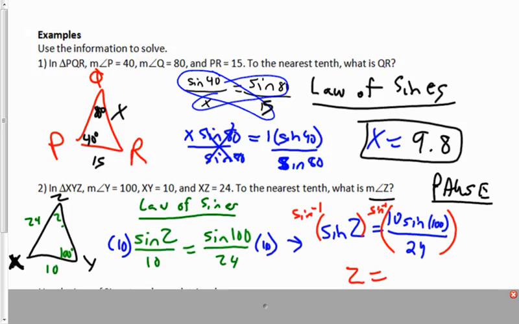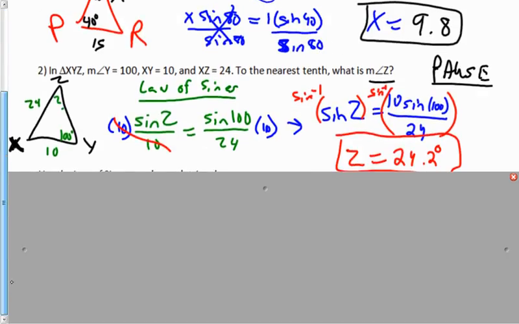All right, so I drew my triangle and set up the law of sines. Remember, if you have sine of an angle, it has to be over the opposite side. So I have sine of Z over 10 is equal to sine of 100 over 24. Instead of cross multiplying, I just multiply both sides by 10 to cancel out this 10. Then I have sine of z is equal to 10 times sine of 100 over 24. And then you do the inverse sine. Remember, to get rid of the sine in front of the z, you do the inverse sine of both sides. To the nearest tenth, I got 24.2 in the calculator. That means the angle is 24.2 degrees, which is much smaller than the 100 degree angle, and that makes sense because it's opposite a side that is much smaller.